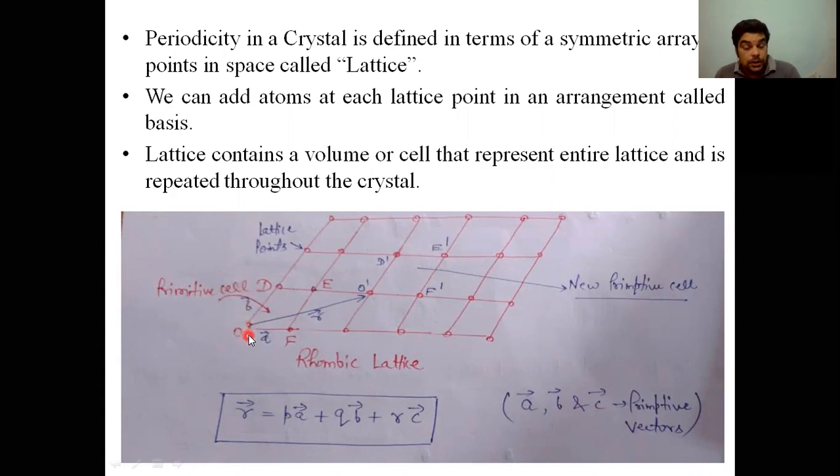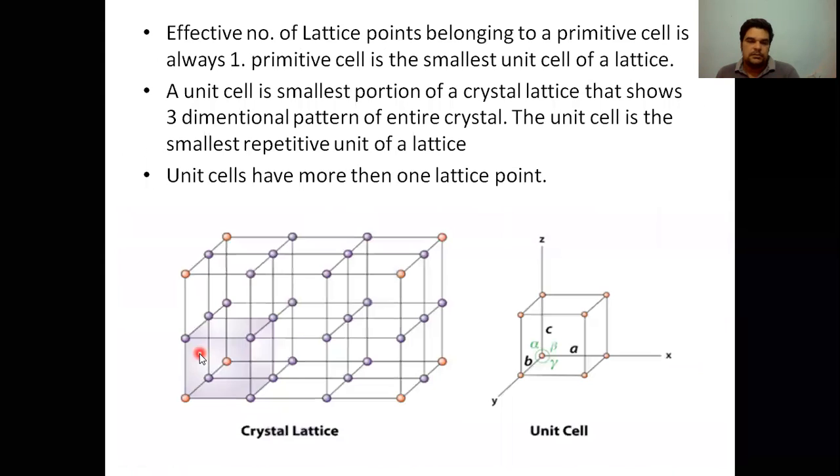If I define a vector R such that R is equal to PA plus QB plus RC, then this vector will denote another point, that is O dash. This primitive cell is basically again the same primitive cell we will have here. So these primitive cells are the vector representation of a lattice.